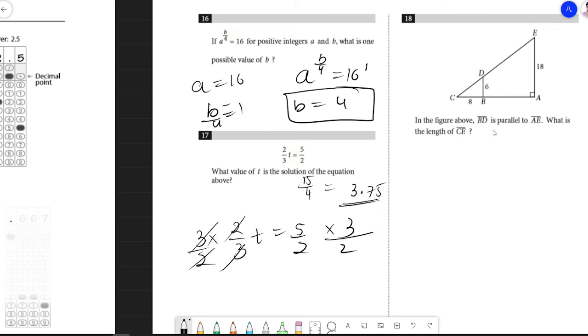In the figure above, BD is parallel to AE. What is the length of CE? We have to find the length of CE. What we will do here is, this is a right angle, right? So this will also be a right angle. So using Pythagoras on triangle CBD, I'll get CD equals the square root of 8 square plus 6 square. That will be equal to the square root of 100, which is 10. So this is 10.